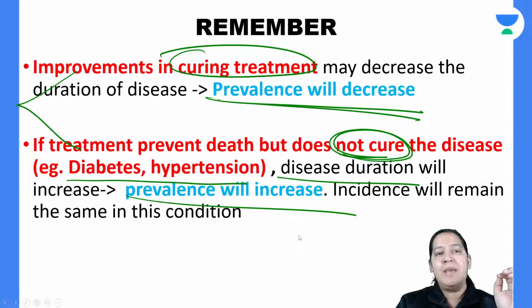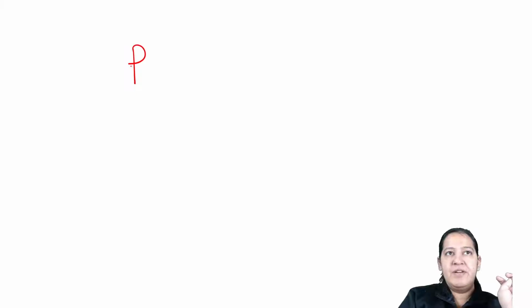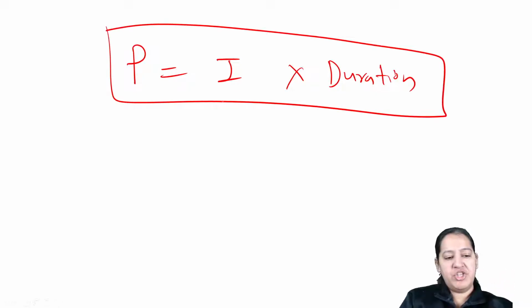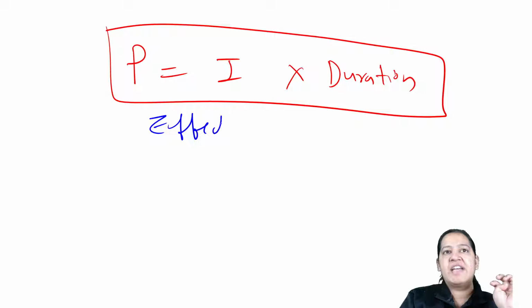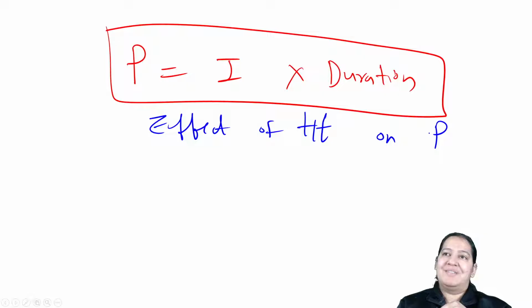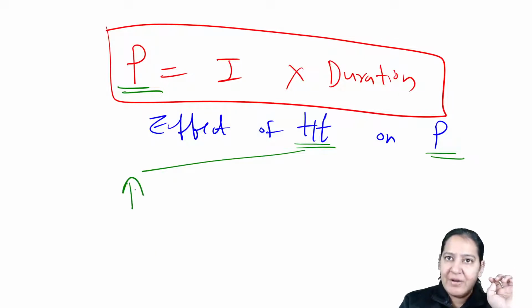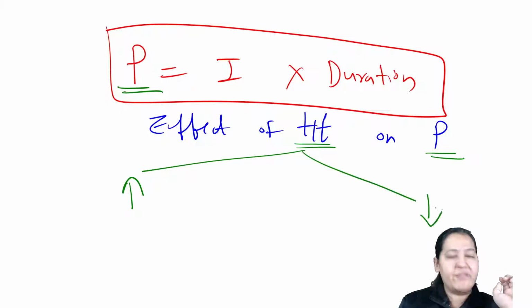So now I give you the same question again, you give me the answer. So this is the formula in front of you. Prevalence is equal to incidence into duration. You know the formula, right? My question to you, what is the effect of treatment on prevalence? Who will answer now? Are your concepts cleared or not yet? Whether the prevalence will increase on giving the treatment or whether the prevalence will decrease on giving the treatment. Everyone? What is the answer?